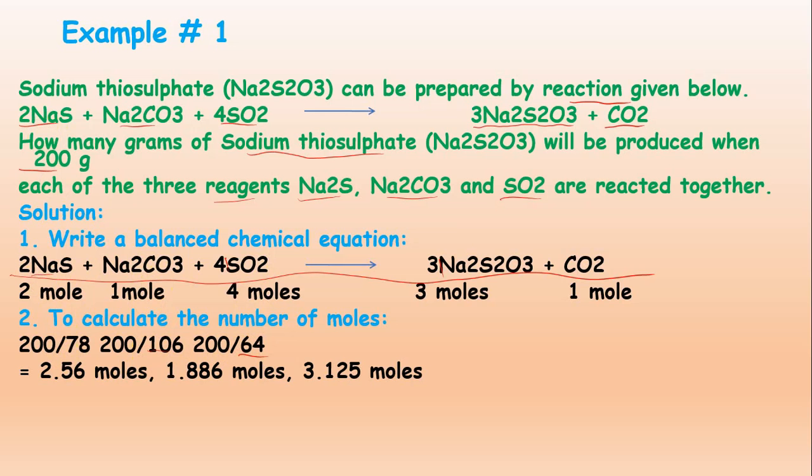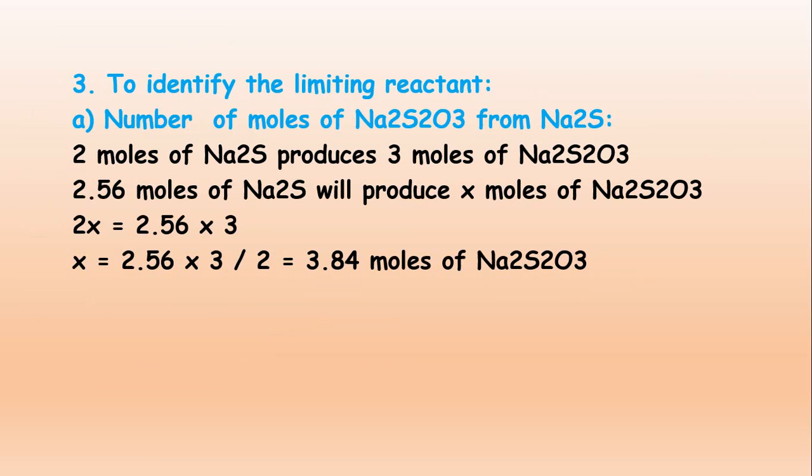So when you divide these all, you will get the answer: 2.56 moles of sodium sulfide, 1.886 moles of sodium carbonate, 3.125 moles of sulfur dioxide. These are the numbers of moles which we have calculated through rule number 2. Now we will go to rule number 3 to identify the limiting reactant.